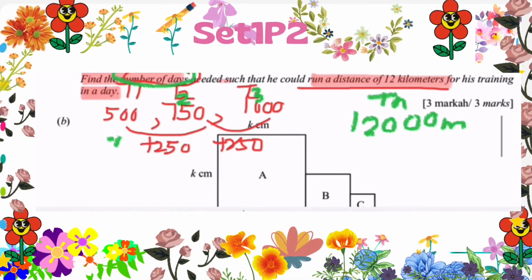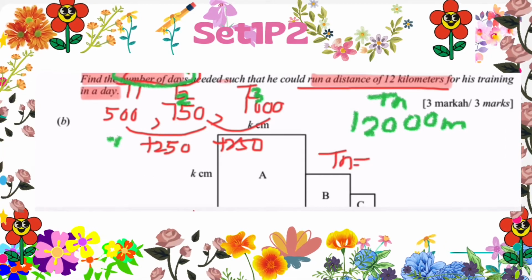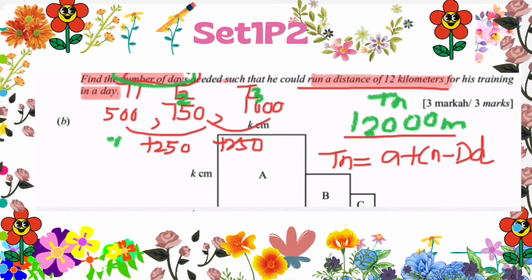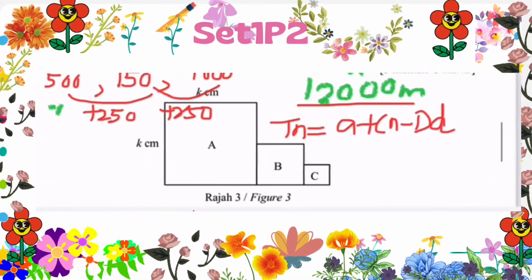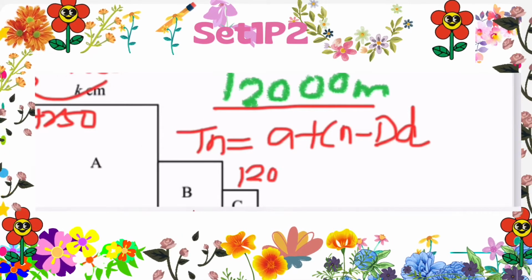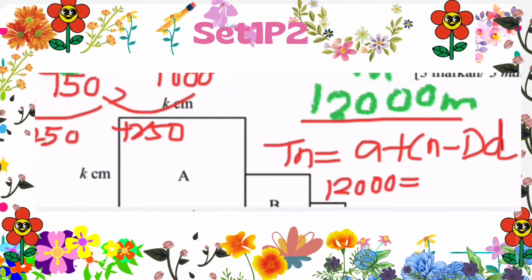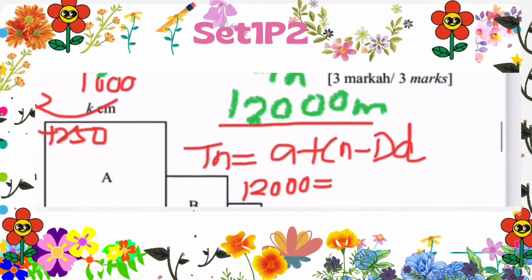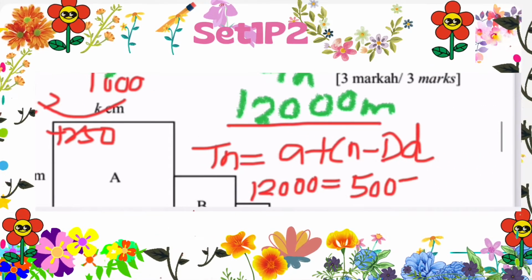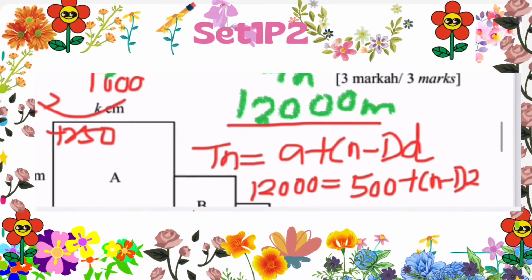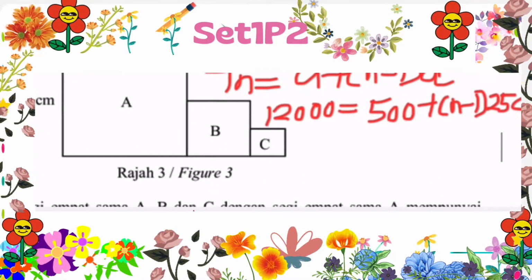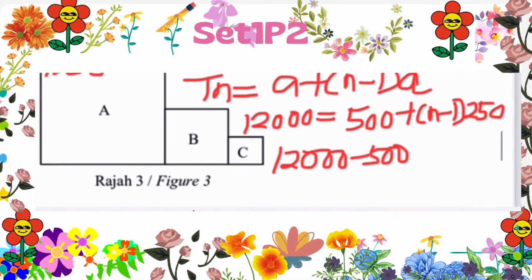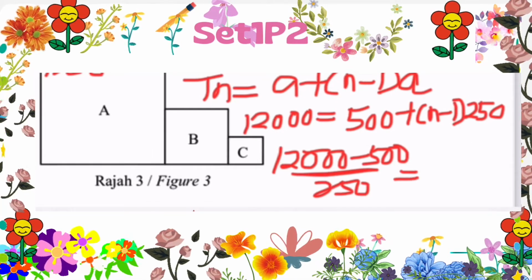So now we need to use the AP formula, which is Tn equals A plus (n minus 1)d, right? So this is Tn. So we're going to substitute here. 12,000 is Tn. The first term, of course, is here. This is the first term, A. This is the common difference, D. So A is 500 plus (n minus 1) times 250. Right, so let's simplify: 12,000 minus 500, divided by 250, equals n minus 1.